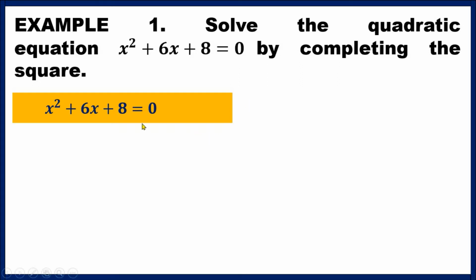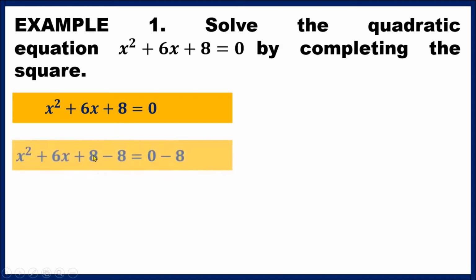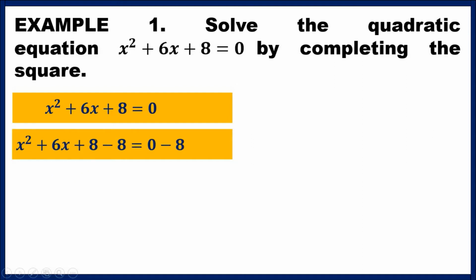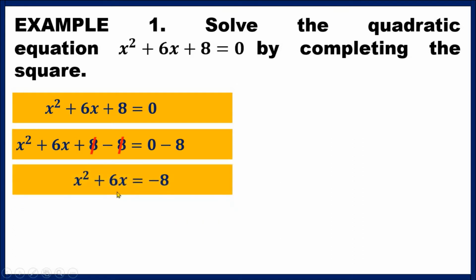Next, we need to isolate the constant term on the right side of our equation. To do that, let us subtract 8 from both sides. Subtracting 8 and 8 on the left side of our equation makes 0. The result is x squared plus 6x is equal to 0 minus 8, which is negative 8. And then we will focus on the left side of our equation, which is x squared plus 6x. This is what we are going to complete the square.